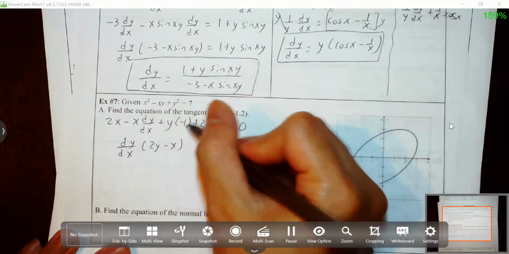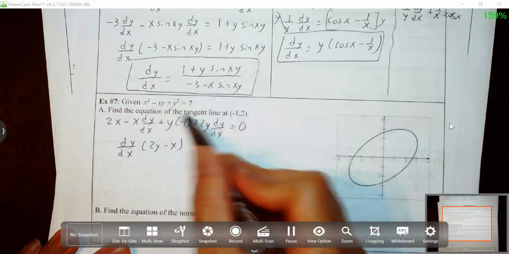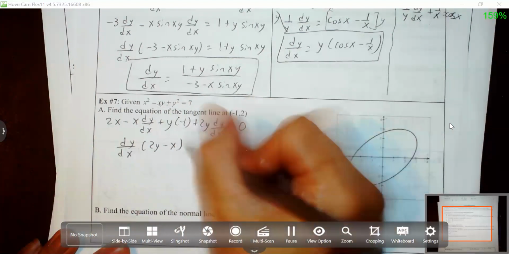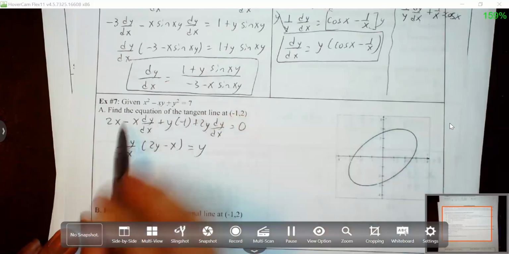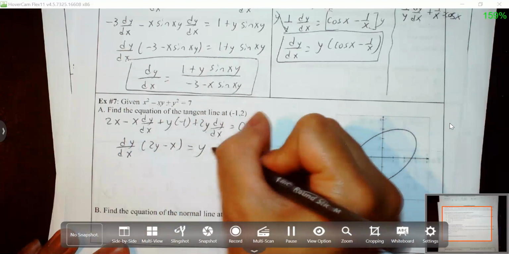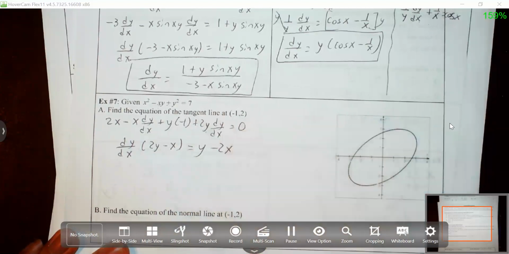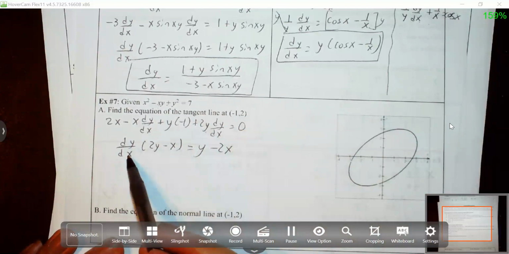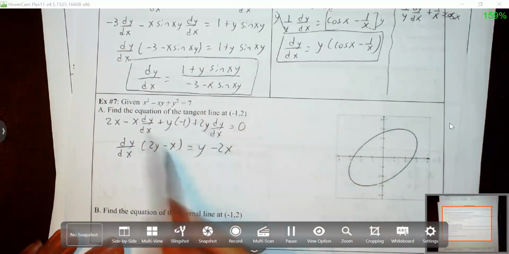And then if I bring this to the other side, this is -y. So if I bring this to the right side, it's positive y. And this is positive 2x. So if I bring this to the right side, it is minus 2x. So once again, I just factor out a dy dx, and I'm left with 2y minus x.